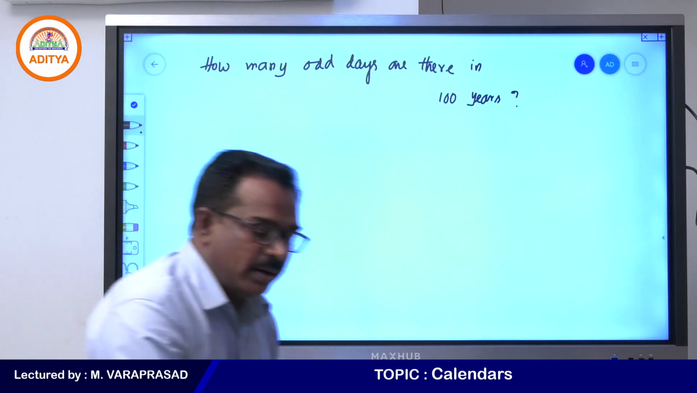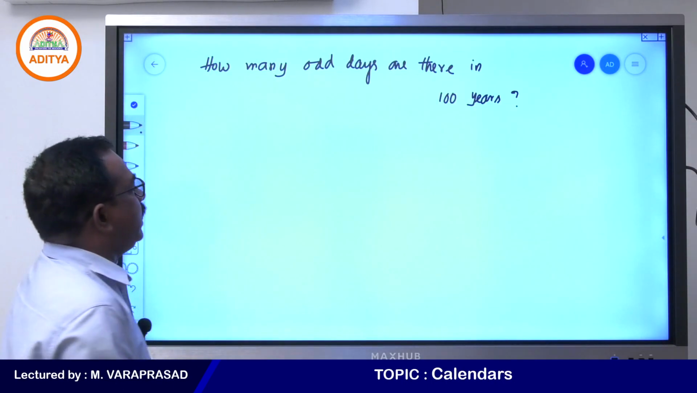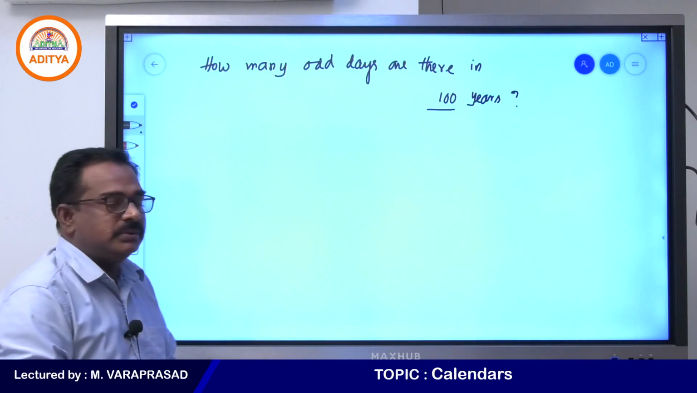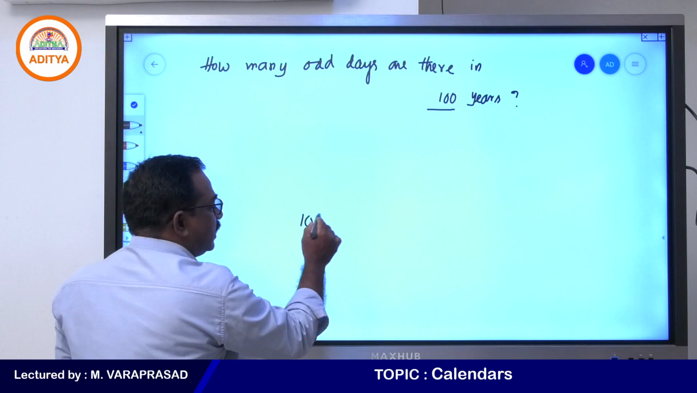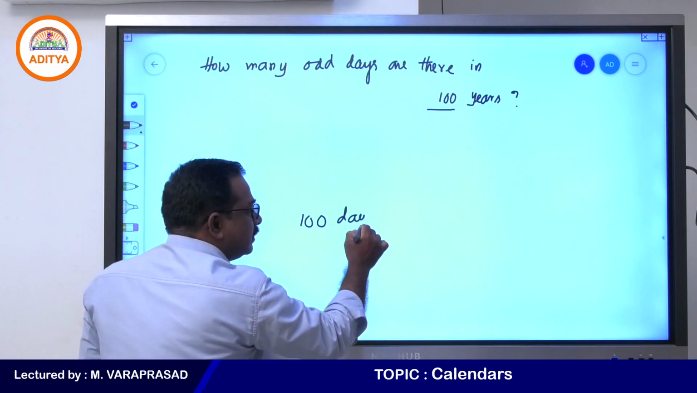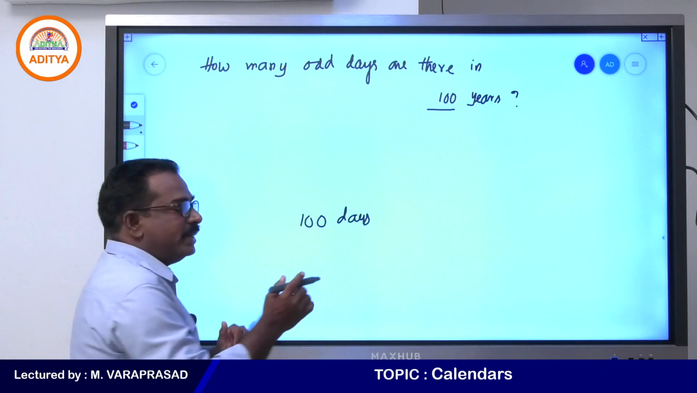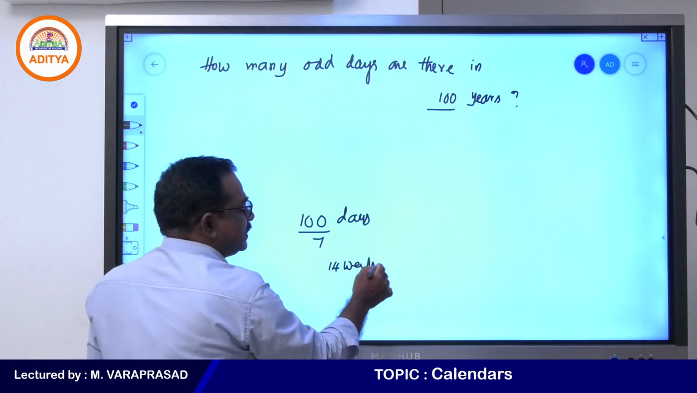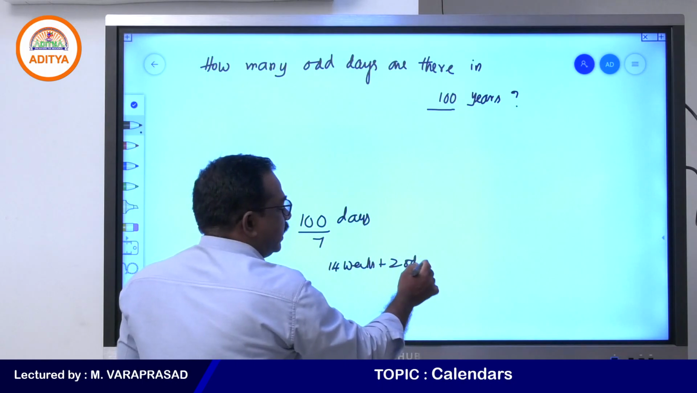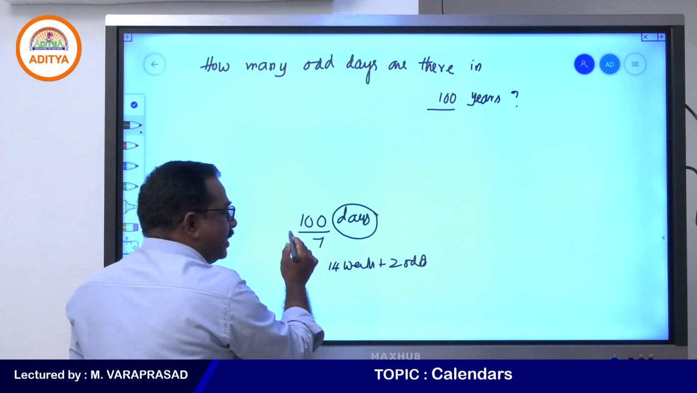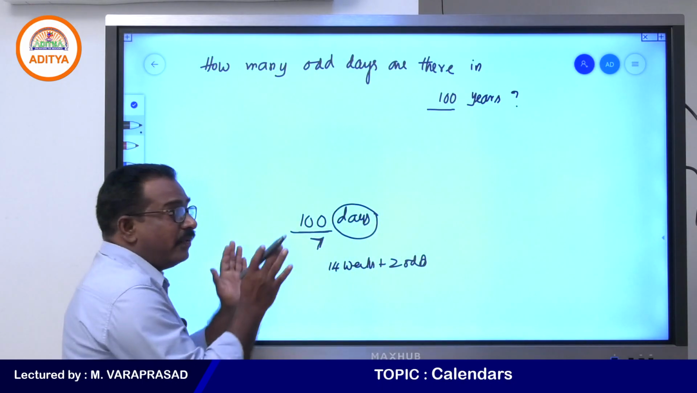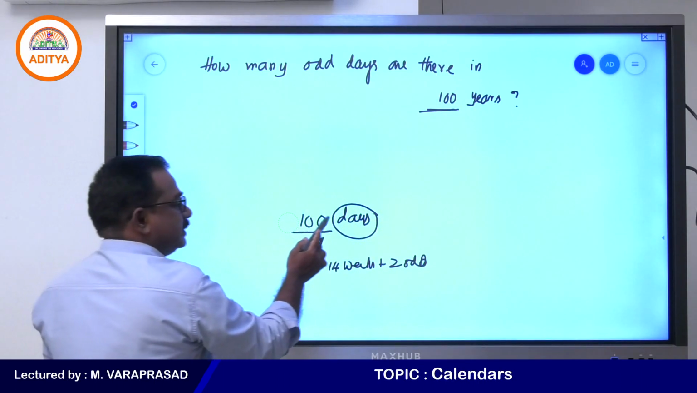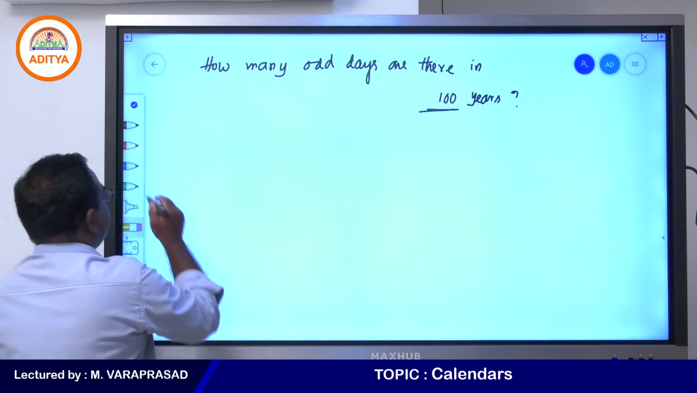Yesterday we discussed how many odd days there are in 100 years. If days are given, you can divide by 7. Suppose they ask how many odd days are there in 100 days. 100 days is 14 weeks plus 2 odd days. If days are given, directly you can divide by 7. Now years are given: how many odd days are there in 100 years?